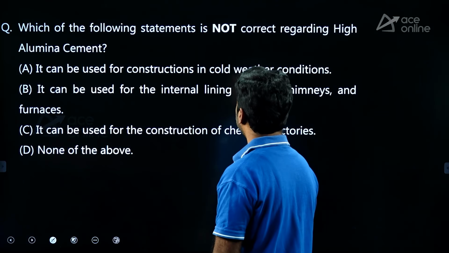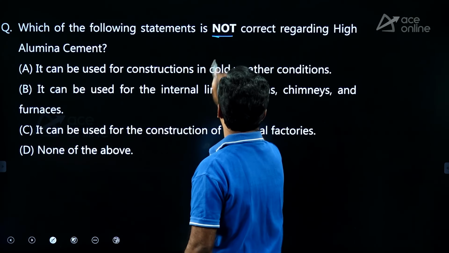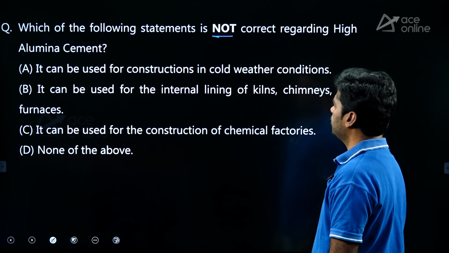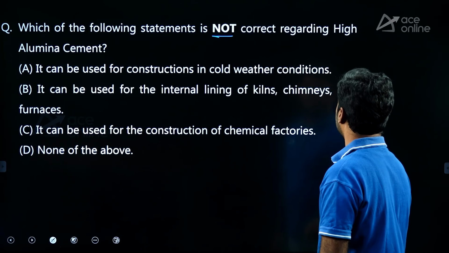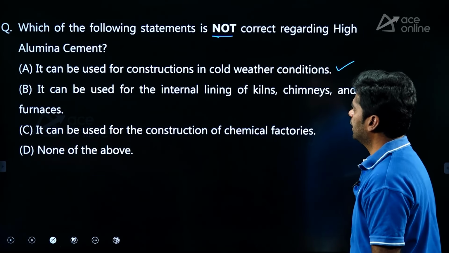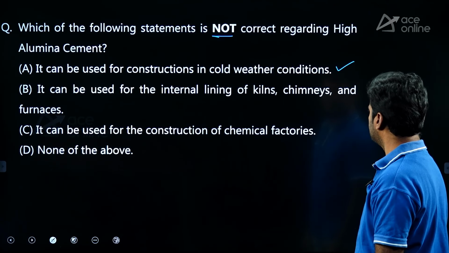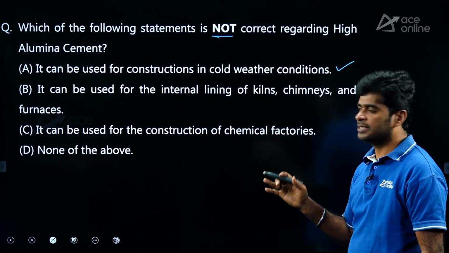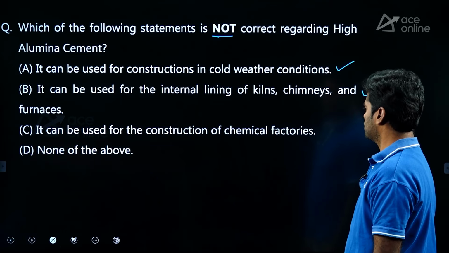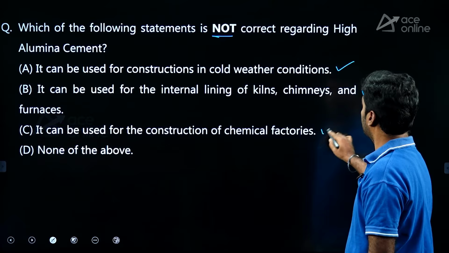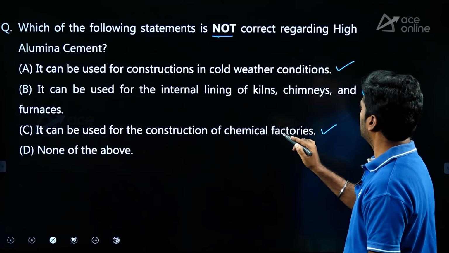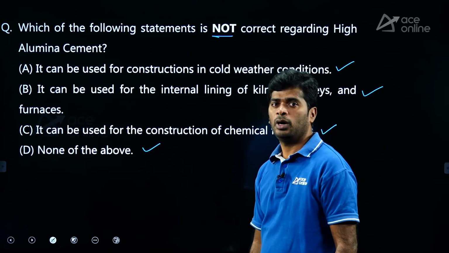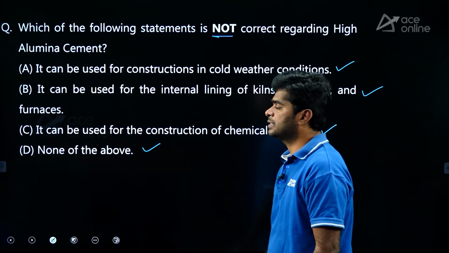Which of the following statements is not correct regarding high alumina cement? Options given here. A, it can be used for constructions in cold weather conditions. Yes, it is true. It can be used for the internal lining of kilns, chimneys and furnaces. True, because it has higher chemical resistance. It can be used for the construction of chemical factories. Right, it is also correct, but we want the incorrect statement. All are correct. Option D, none of the above. Option D is the answer.